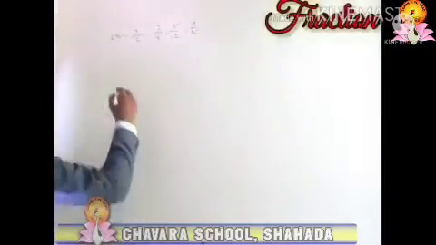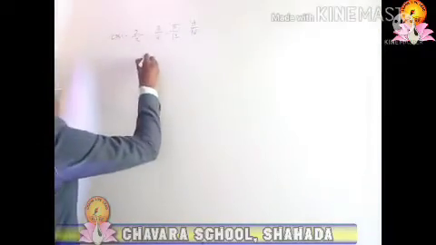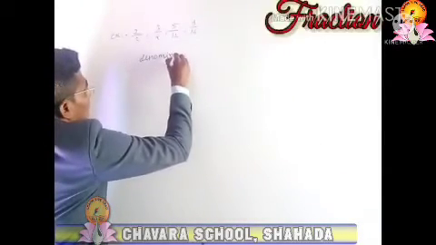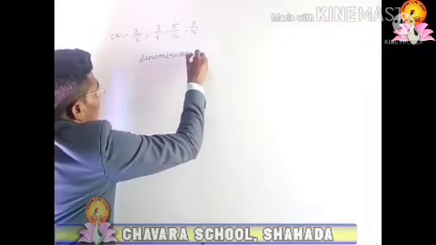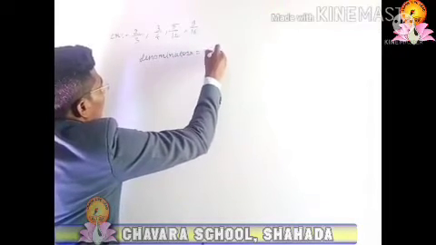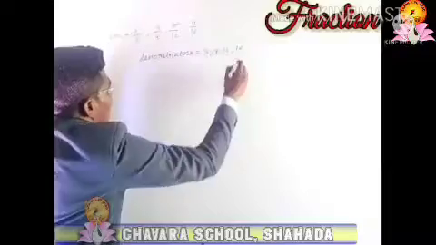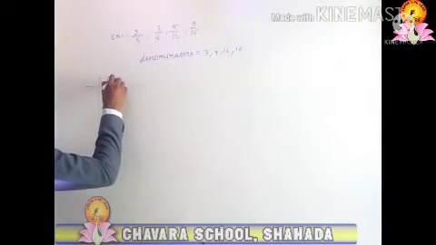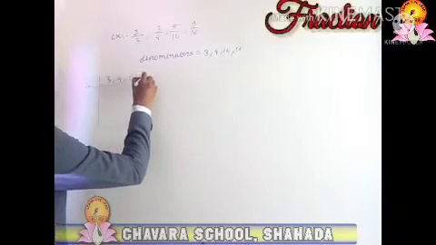In the first method, we find the LCM of the denominators. So the denominators are 3, 4, 12 and 16. We can find the LCM as I taught.